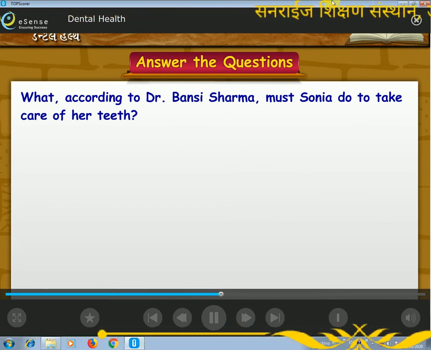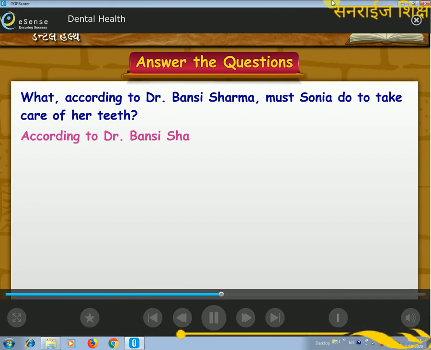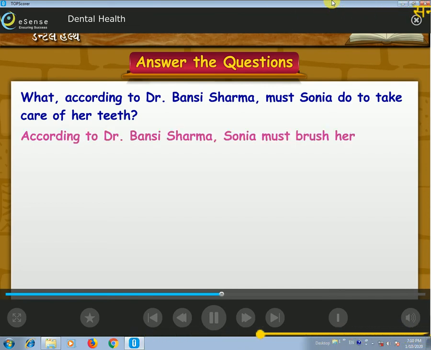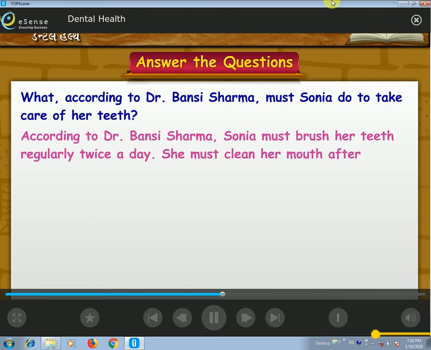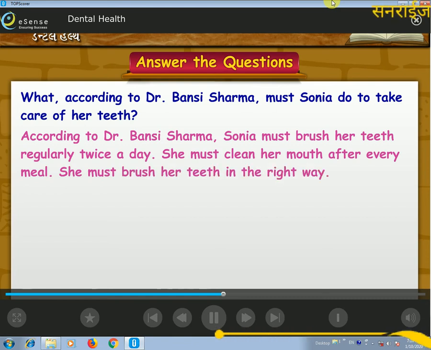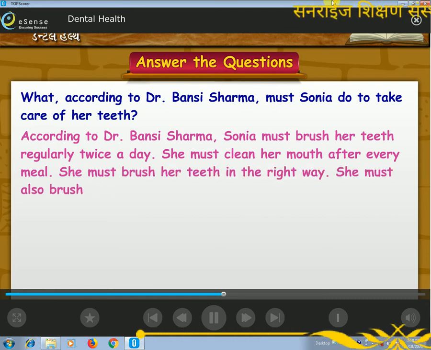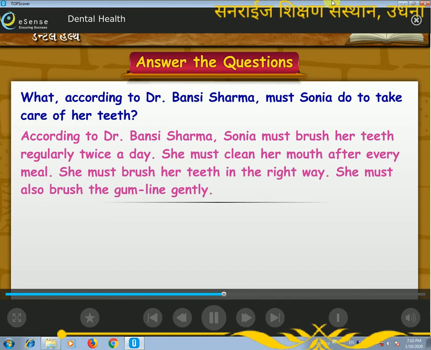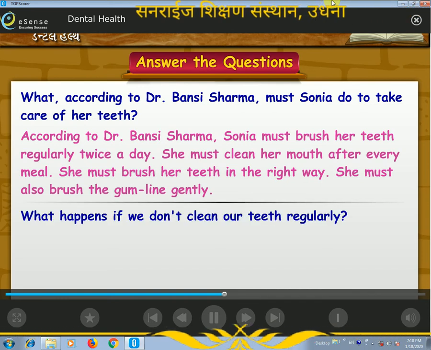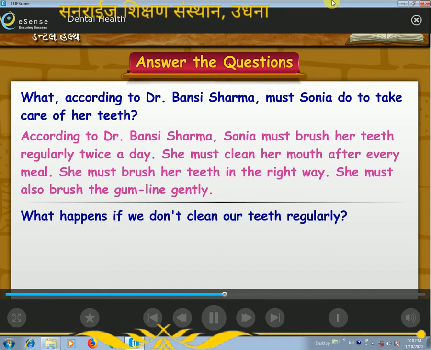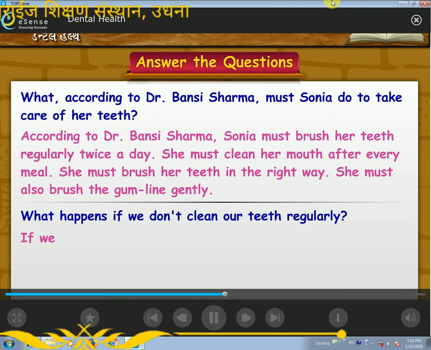What happens if we don't clean our teeth regularly? If we don't clean our teeth regularly, the tiny bits of food get stuck in the teeth and in the space between our teeth. Then, germs feed on these food particles, who eventually eat up parts of the teeth too. They destroy the enamel, which leads to cavity.